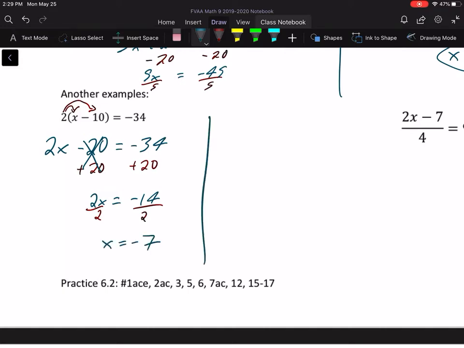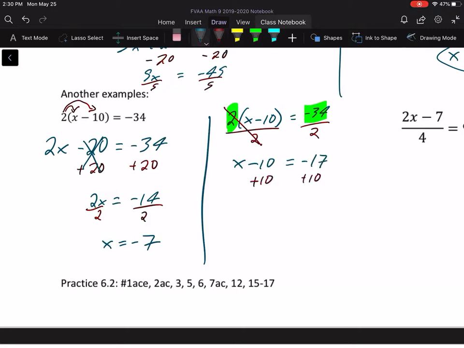Now, in this example, I also want us to ask ourselves, could I have done the other approach here? Does this 2 go into the negative 34 nicely? And the answer is yes. So another approach I could have done is divide both sides by 2. Times 2 divided by 2 cancel out, which leaves me with x minus 10 is equal to negative 34 divided by 2, which is negative 17. Then plus 10, and I end up with x is equal to negative 7. Both give you the same answer, two different approaches.